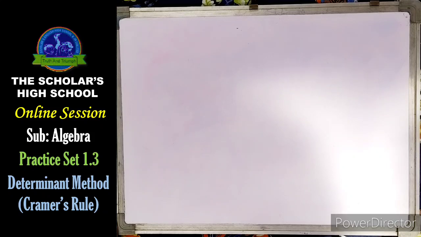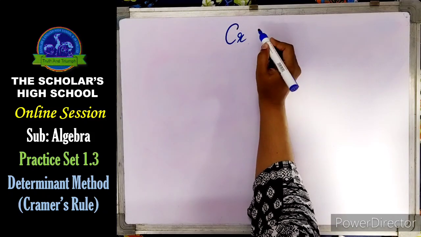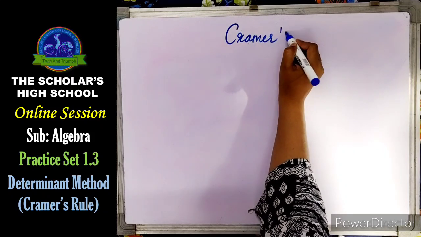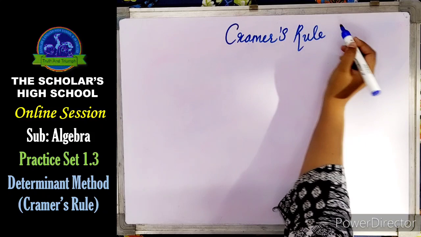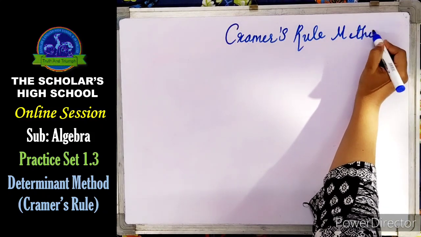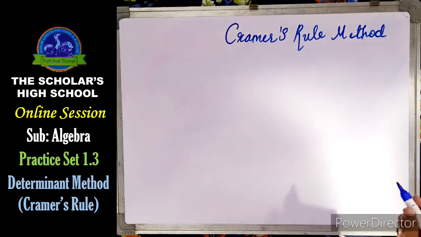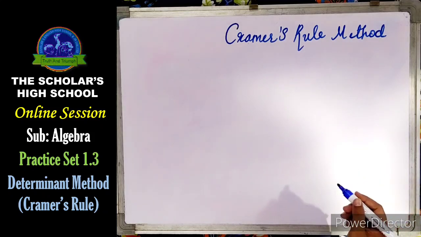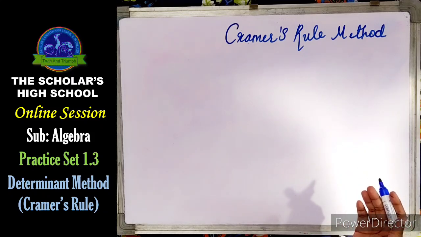Then second method which we have learned to solve the linear equation is graphical method, where we have made a coordinate box and plotted the points in a graph to get the value for x and y. Third method which we are going to learn today is our determinant method, which is also known as Cramer's rule method. So Cramer's rule method is also known as determinant method because it is solved using the determinant columns.